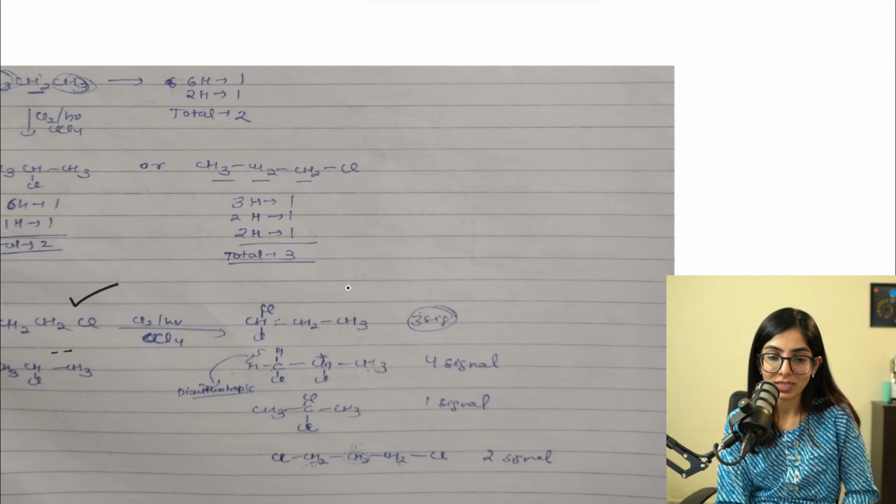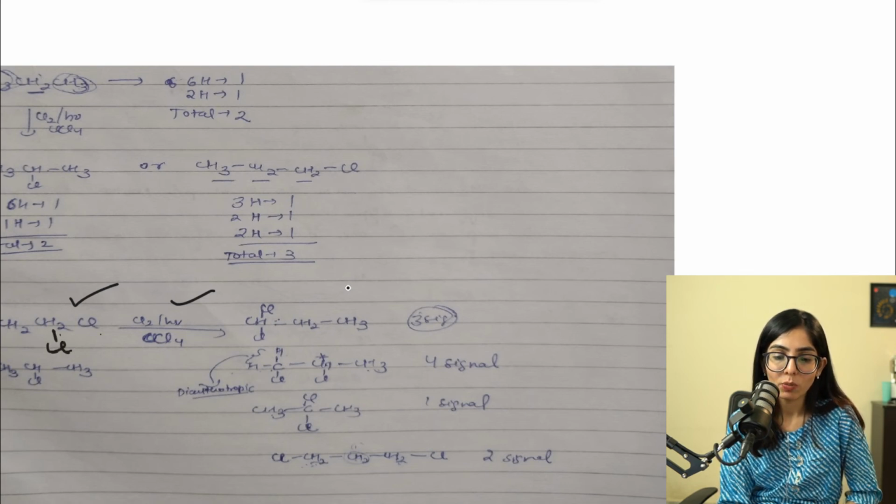Again, we just did the same reaction. Now what will happen? The Cl will be introduced at different positions. One Cl will go over here, it will arrange basically. One time Cl will go over here, one time Cl will go over here. Fine. So it will be like that only.